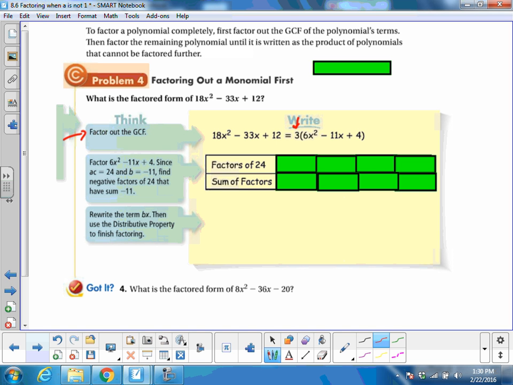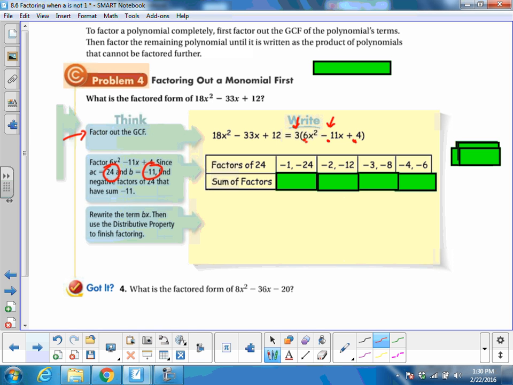Now that we're looking at this piece right here, we're going to factor 6x squared minus 11x plus 4. We know that a and c multiplied together gets me to 24, and b is negative 11. So I need to find negative factors of 24 to have a sum of negative 11. My factors of 24: 1 and 24, 2 and 12, 3 and 8. Because these both are positive and we end up with a negative, that's why we have a negative. We know a negative times a negative will get me a positive.